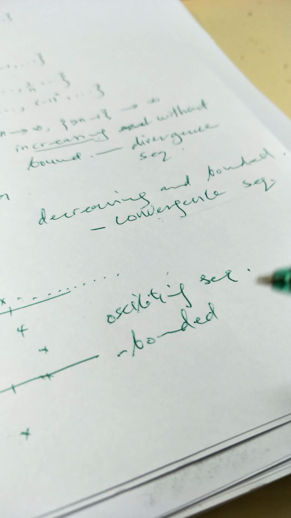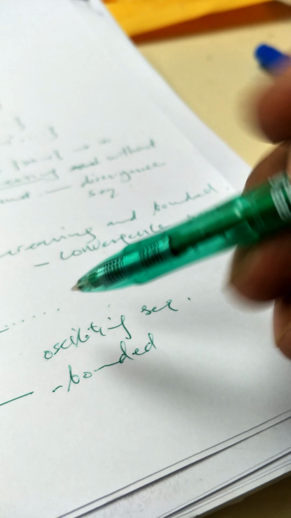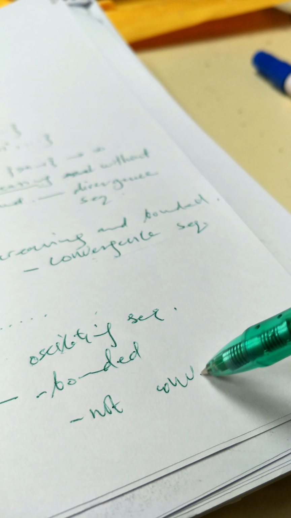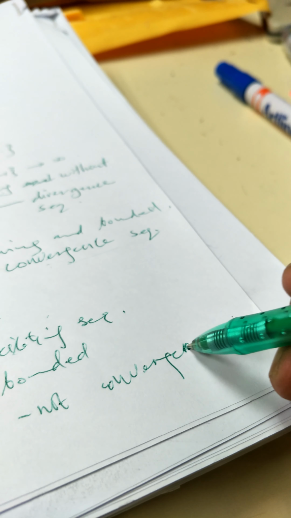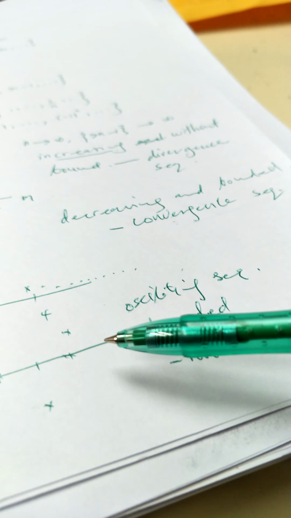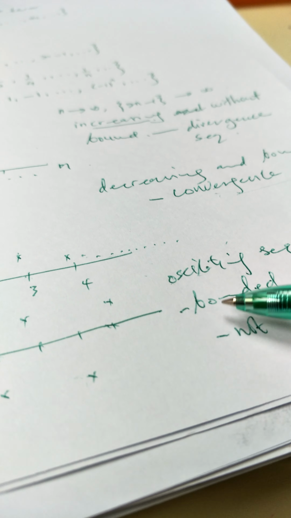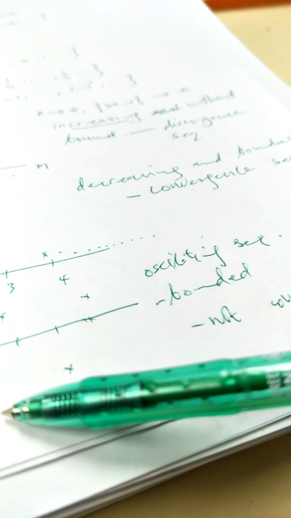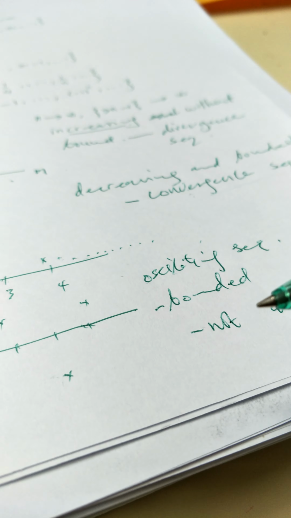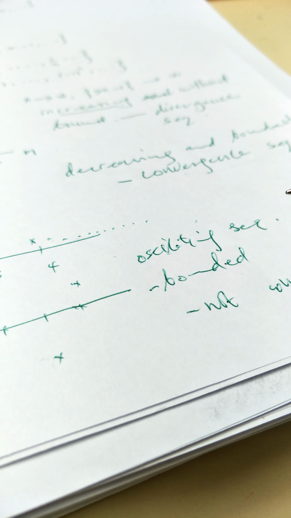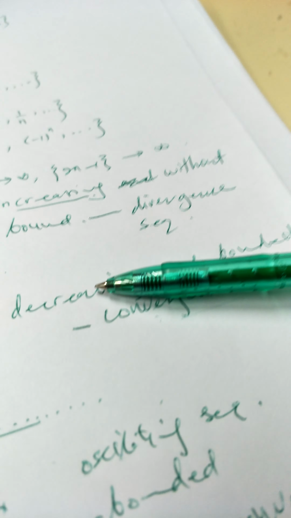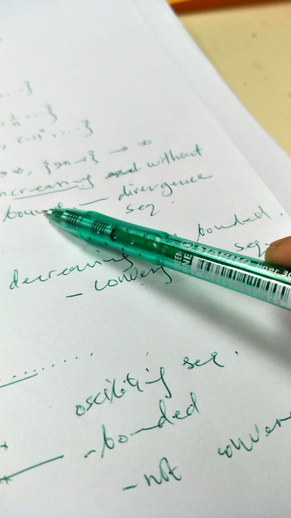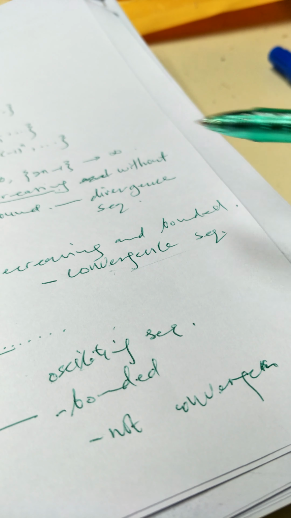For the third case here, it does not converge, because as we increase n, the sequence keeps oscillating between -1 and 1. It's not approaching any particular value. So we must get familiar with this terminology. We have increase, diverge, decrease, converge, bounded, and so on.